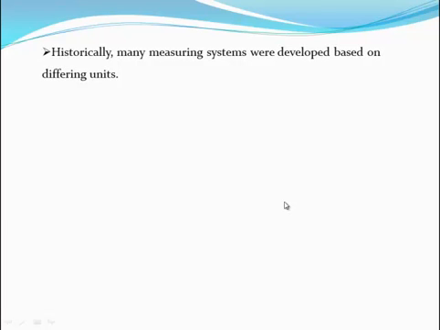Historically, many measuring systems were developed based on different units. For example, for temperature, you have Fahrenheit and the degree Celsius system, and later on the standard SI unit was developed. For temperature, that is the Kelvin. They are all different systems developed over a period of time, but there is a conversion between them. There are conversion equations to convert from degrees Fahrenheit to degrees Celsius to Kelvin.